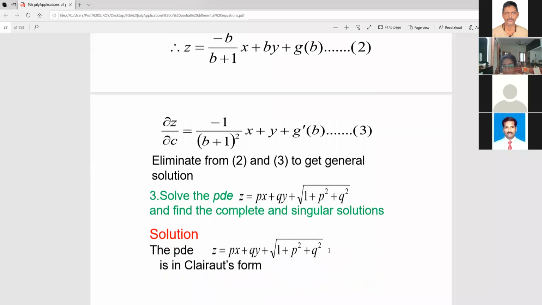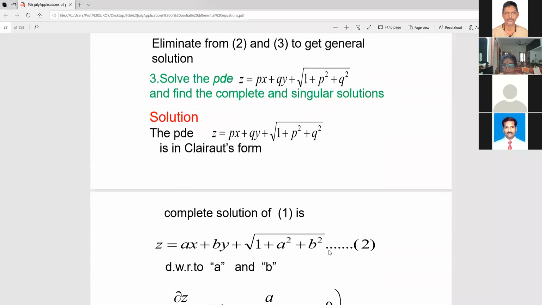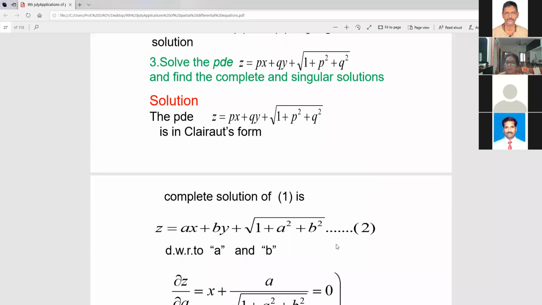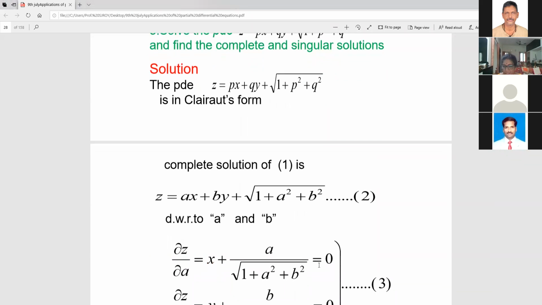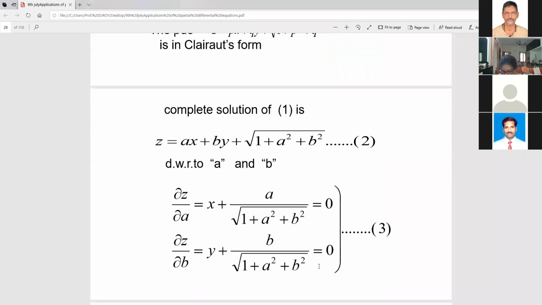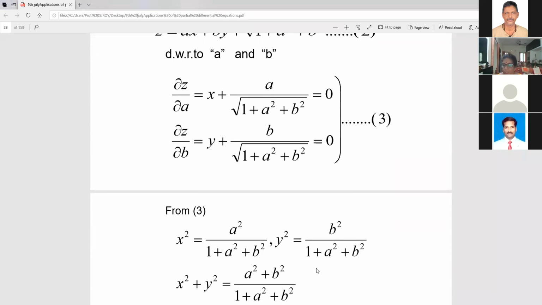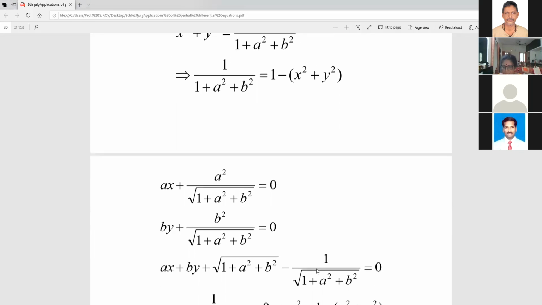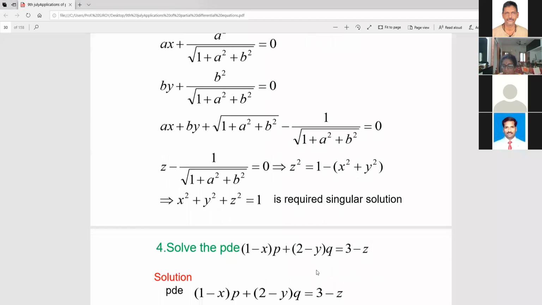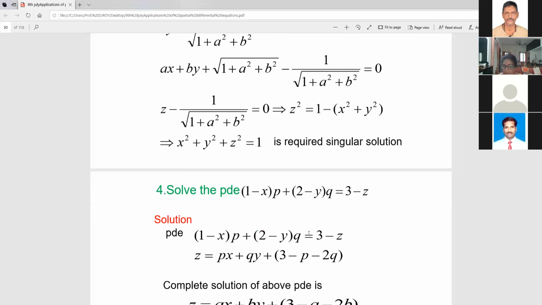This also I'm skipping. And this is a very standard problem, which is in Clairaut's form, so directly we'll get the solution here. Once you get the solution, we'll do the process of finding the envelope, which is nothing but your singular solution. We differentiate with respect to A, with respect to B, equate to 0, and try to eliminate A and B in such a way that you get one surface. That is the idea. In this case, we get x square plus y square plus z square equal to 1. So it's a singular solution.